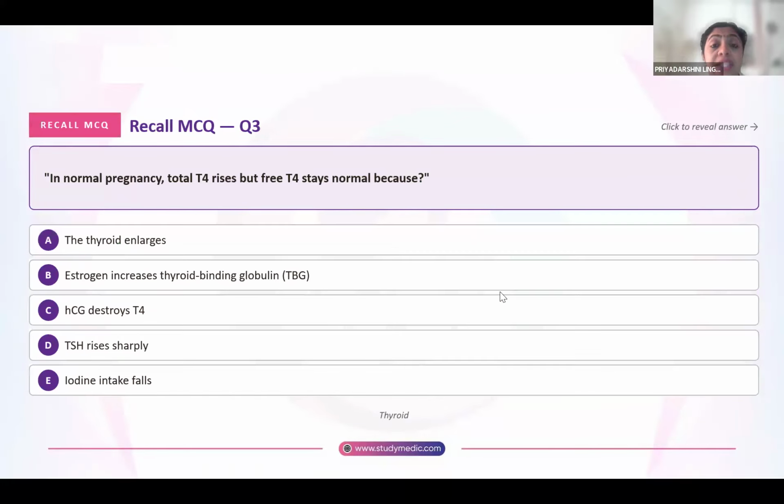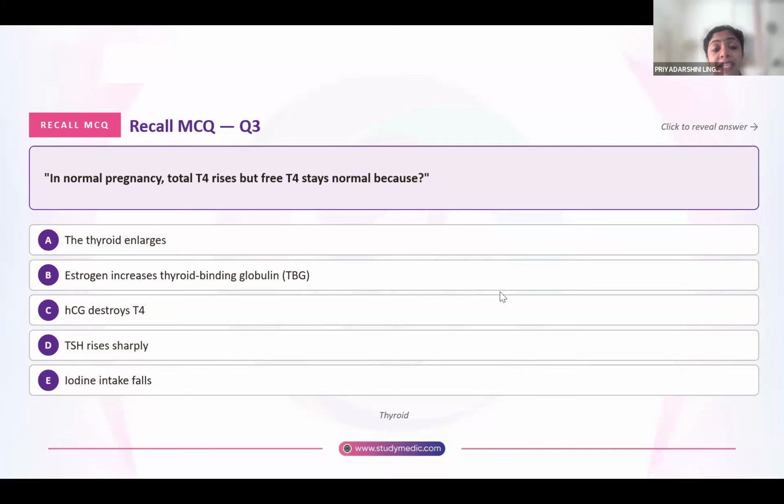Coming into next question. Thyroid. Thyroid is given a lot of weightage in exam. Expect at least 1 or 2 questions from thyroid. So let us look into the question here. In normal pregnancy, the total T4 rises, but the free T4 stays normal. And why is this so? Is it because the thyroid enlarges? Is it because the estrogen increases your TBG? HCG destroying T4? HCG rises sharply or iodine intake falls?